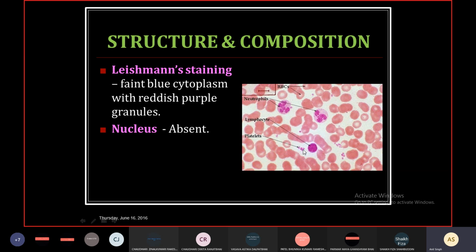These platelets are also not nucleated. They do not have a nucleus, just like RBC. Anucleated platelets are found only in mammals. In other animals, they have mononuclear platelets, that is, platelets having a nucleus.